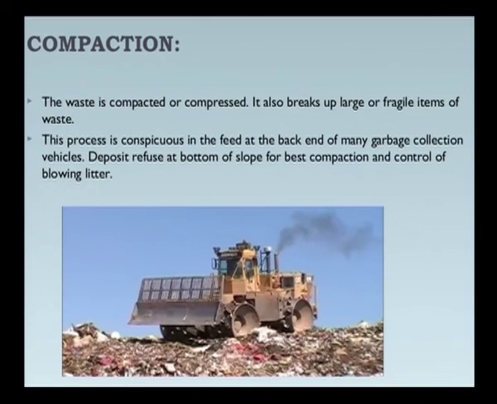Compaction: the waste is compacted or compressed. It also breaks up large or fragile items of waste. This process is conspicuous in the feed at the back end of many garbage collection vehicles. Deposit refuse at the bottom of the slope for best compaction and control of blowing litter.